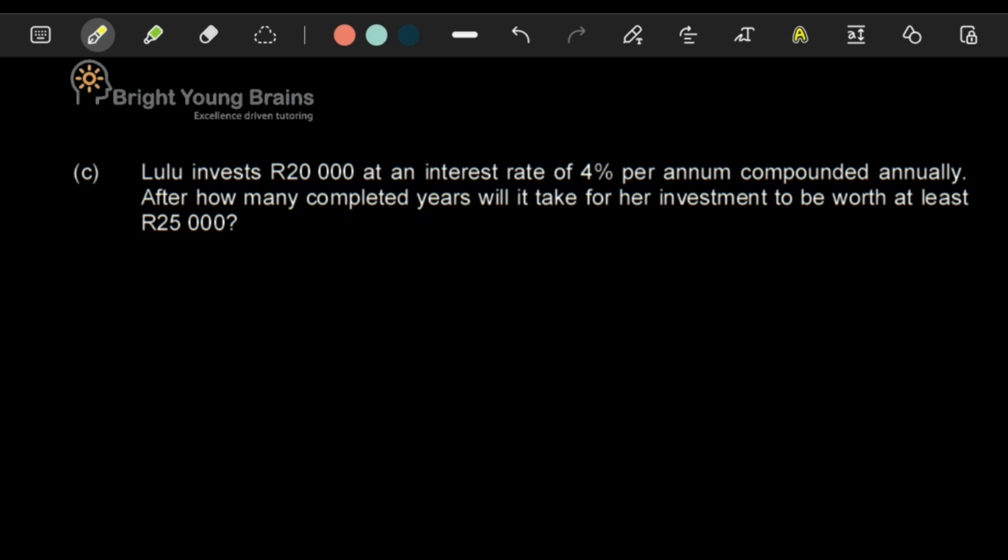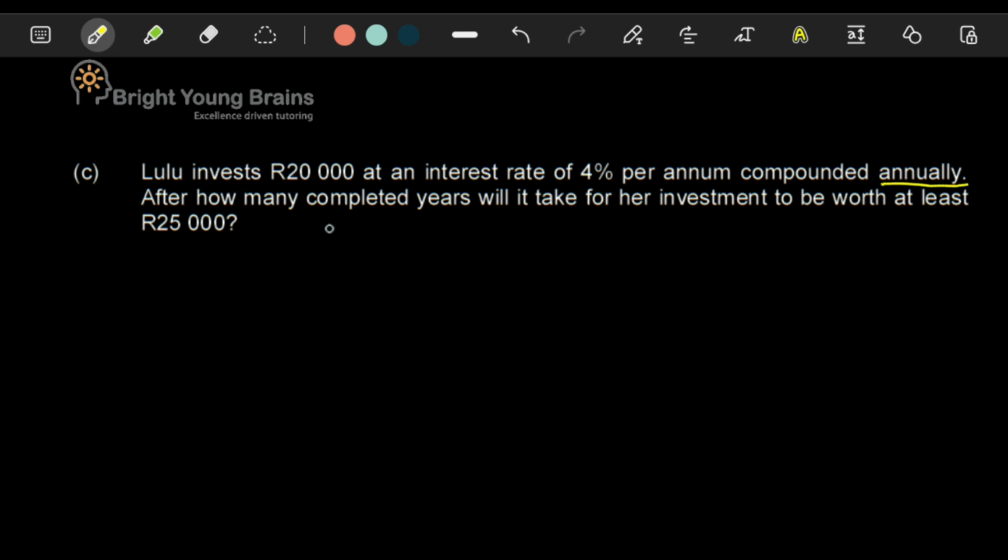Lulu. So the reason why I'm reading again is because the first time I noticed I was just reading. I was not reading to like take in the information and whatever. So this person invests 20,000 at an interest rate of 4% per annum compounded annually. So compounded annually meaning that the value of i, you don't have to divide by anything. The value of n, you don't have to multiply by anything.